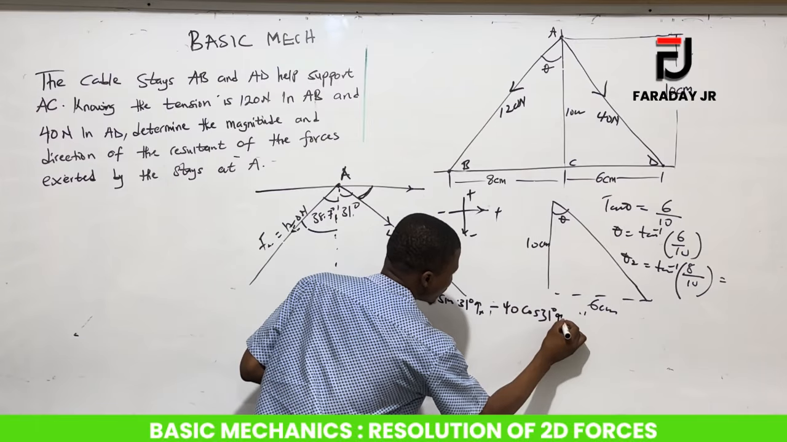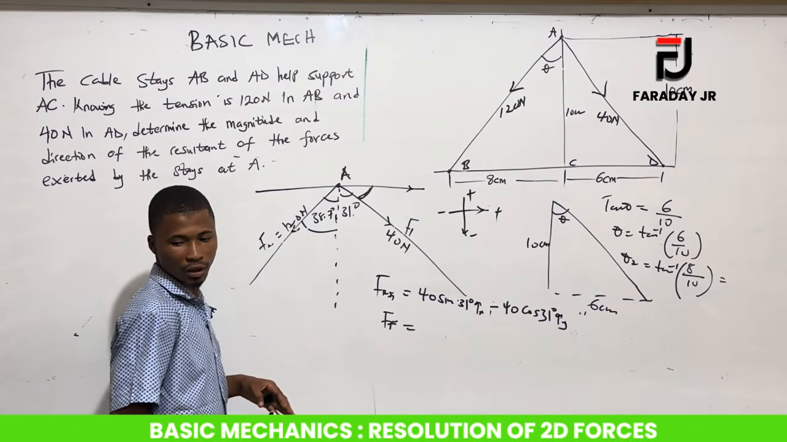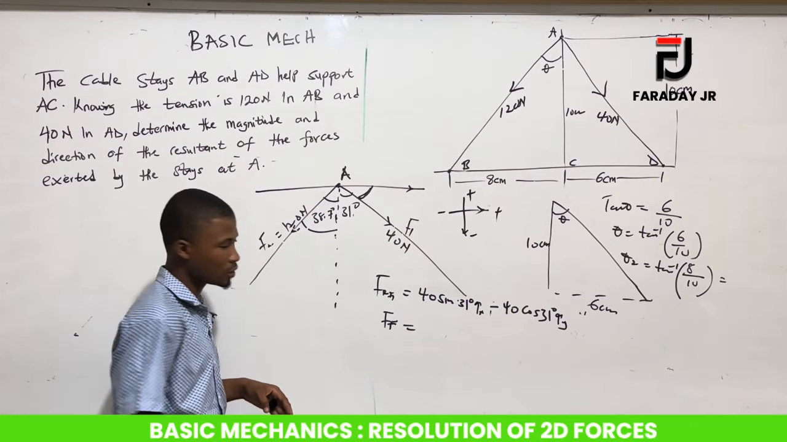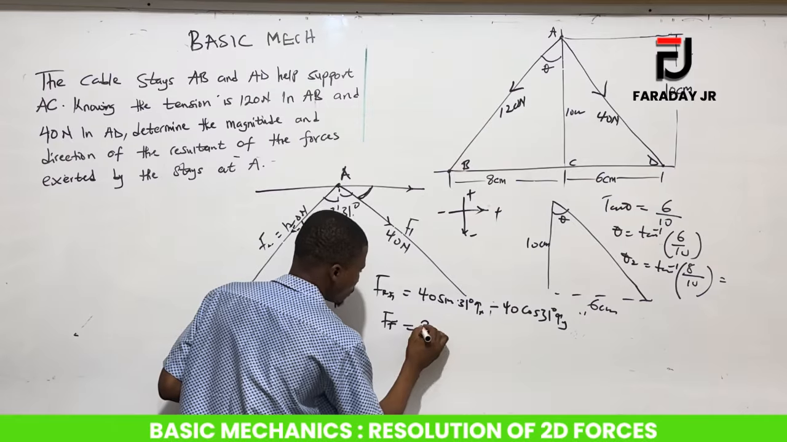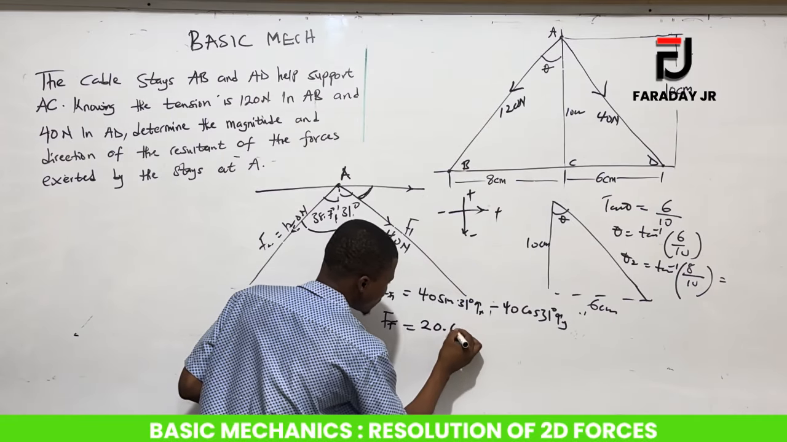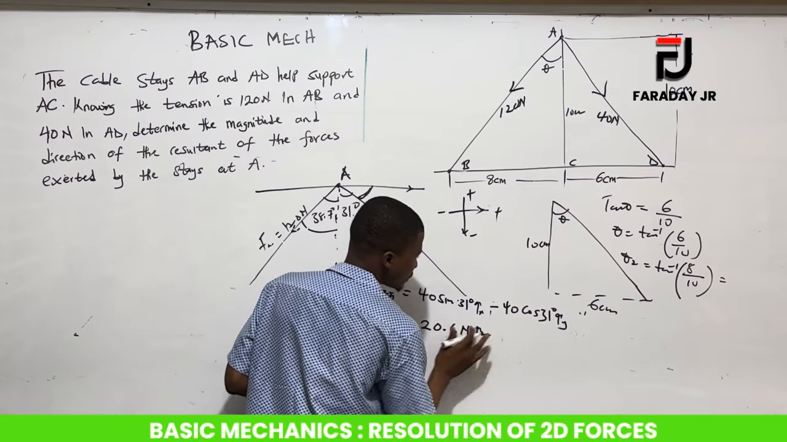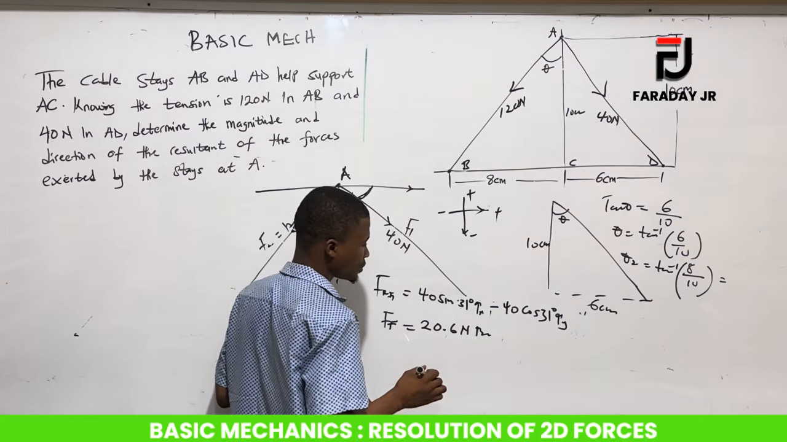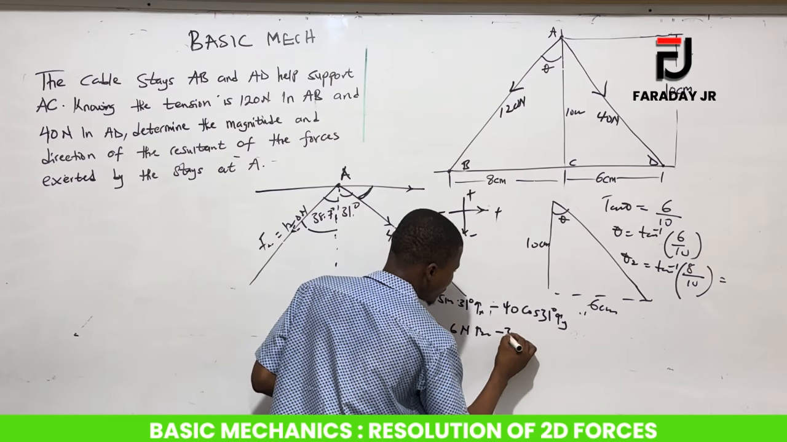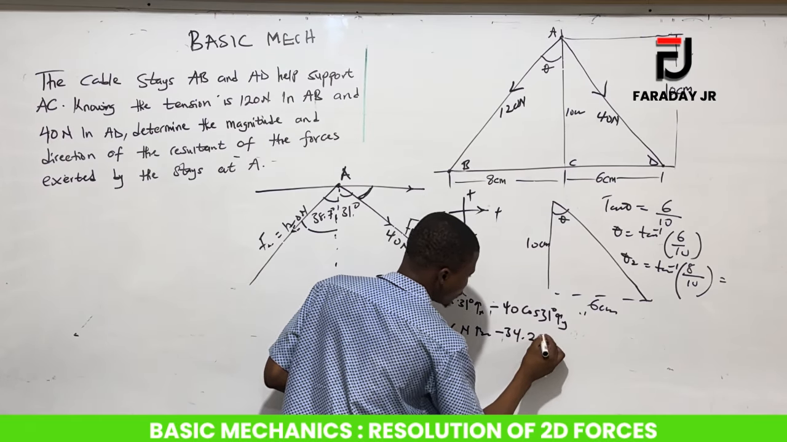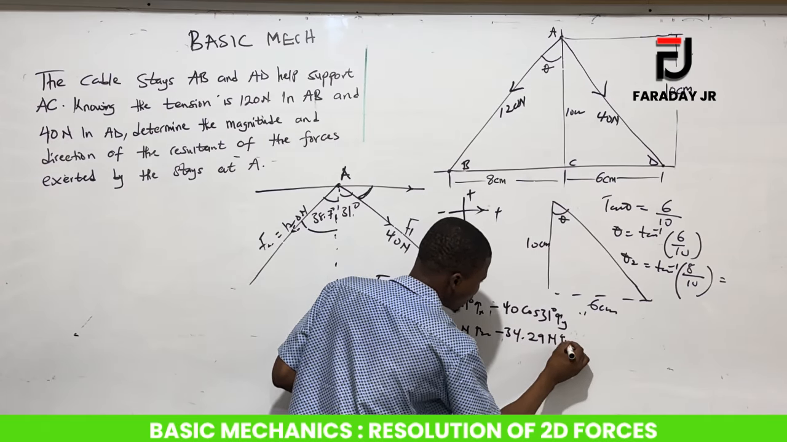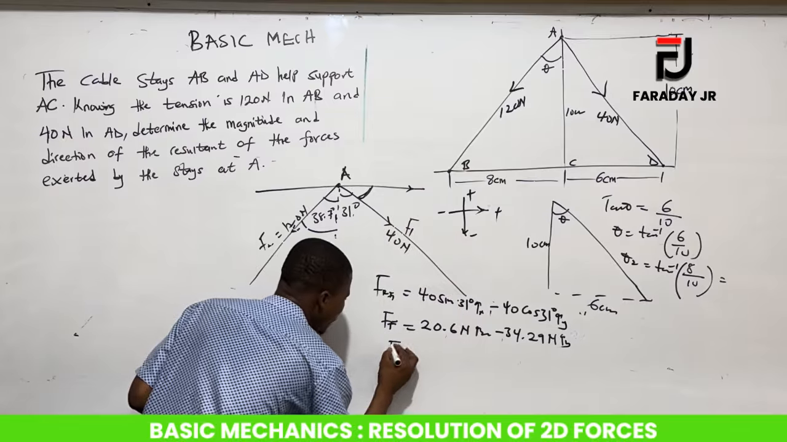So it means that the resultant force will give us Iy. Very good. What will be our resultant force? 20.6 Newton Ix minus 34.29 Newton Iy in the Y plane. So let me resolve the other forces.